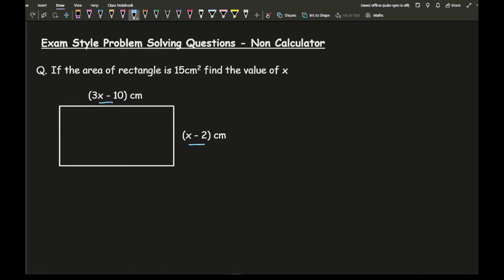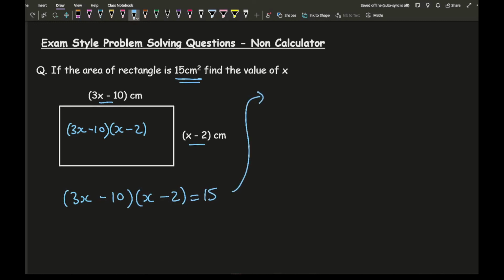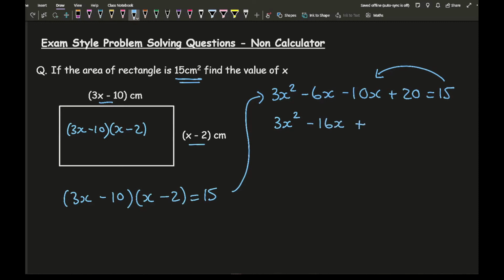So basically I'm going to multiply these two brackets. So here I've got 3x minus 10 multiplied by x minus 2. Now that's all got to equal 15 centimeters squared. So what we've then got is 3x minus 10 times x minus 2 equals 15. So from this, if we expand the brackets out, then what we get is 3x squared minus 6x minus 10x plus 20 equals 15. Then as this is an equation, we need to make it equal to 0. So we take the 15 over to the other side. So we end up with 3x squared minus 16x, and then I'm going to end up with plus 5 equals 0.